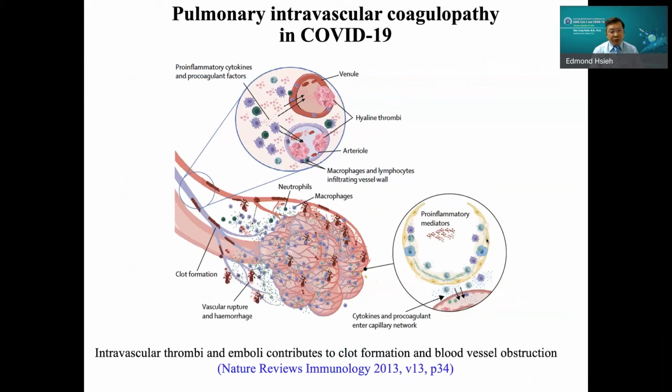There is more evidence showing that COVID-19 patients have so-called intravascular coagulopathy. This means you will find massive cytokine inflammation, neutrophil infiltration, as well as thrombosis in the arteries. So what's the mechanism? And this is the topic I'm very interested in.